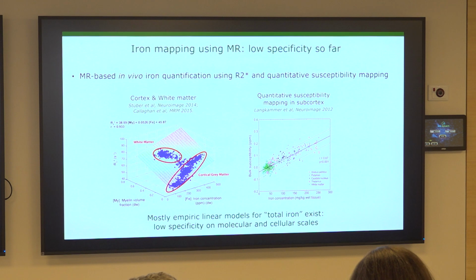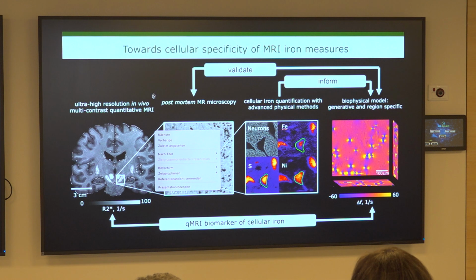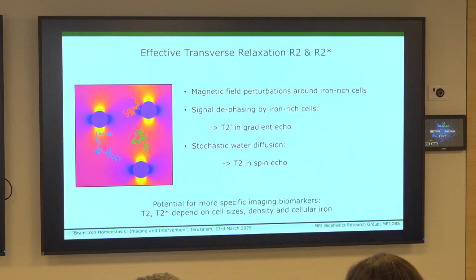However, this only reflects the total iron, so we don't know where it's located, and it's really important to. Oops, I think it's stuck again. So, the idea here is that there are different cells.